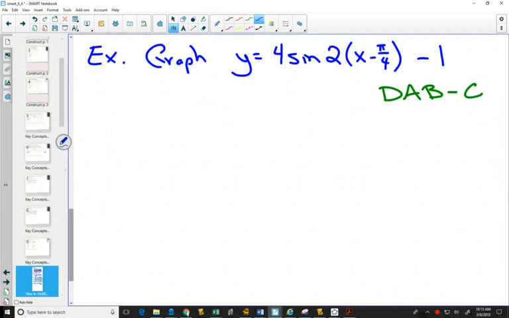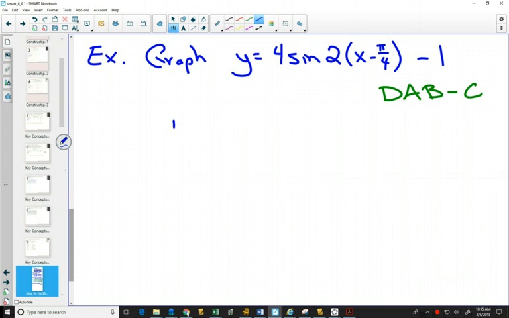So we're going to go through the process. We wrote down the instructions of this special order of DAB-C and what each of the letters means. What does that look like when we actually have an example to graph that has all 4 of those things? It has a D value, an A value, a B value, C value. How do we go about that? Well, the D value is your center line. So the last value there, the minus 1, is our center line.